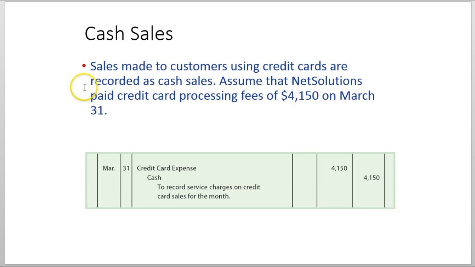So here, if everything's being done with credit cards, and credit cards are actually considered cash for a business, each month you're going to be charged a credit card expense or fee. That does not go against the inventory, but against a regular expense account called credit card expense. And that's just going to be a debit, and a credit to cash.